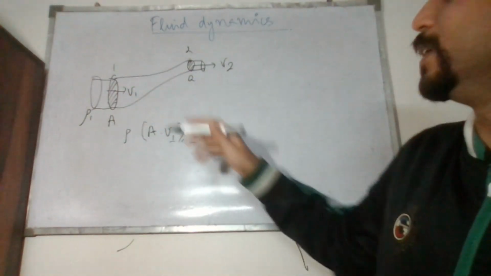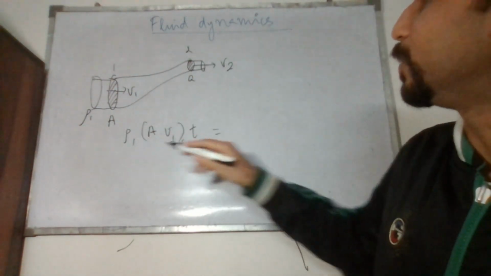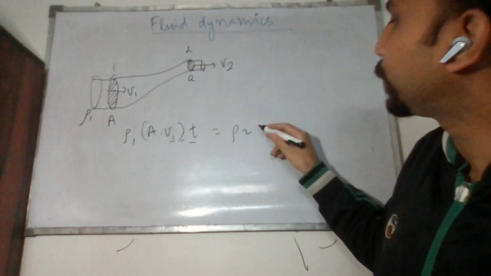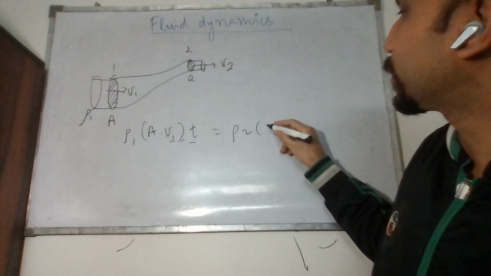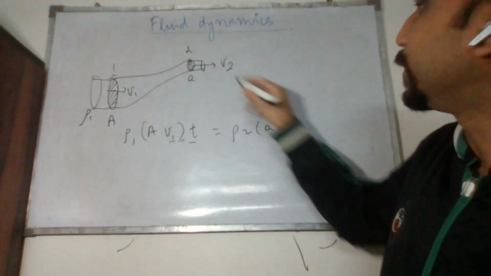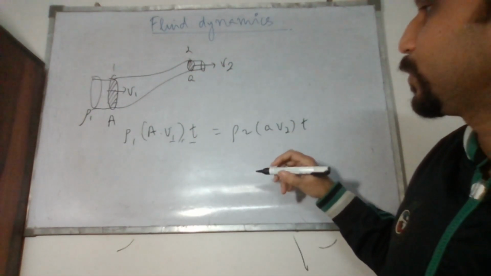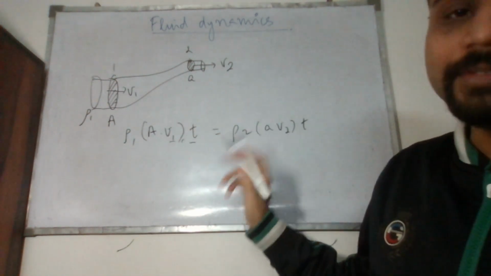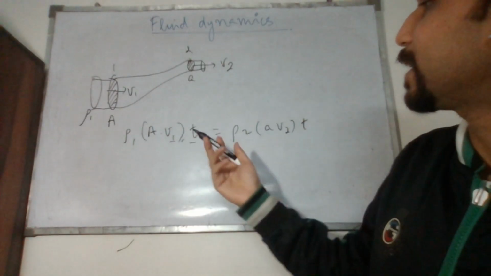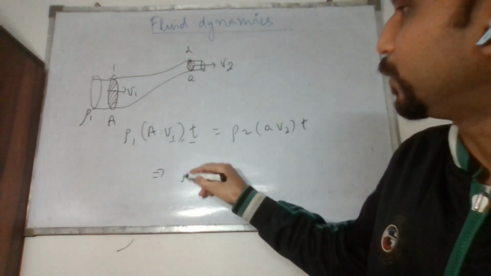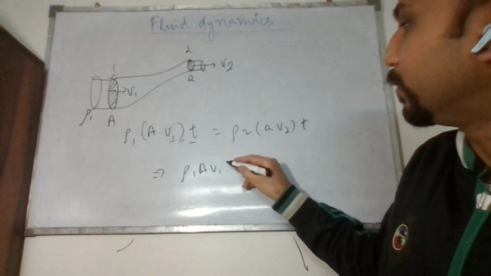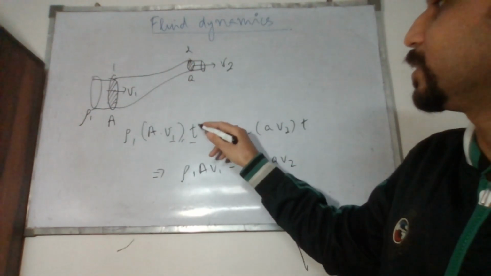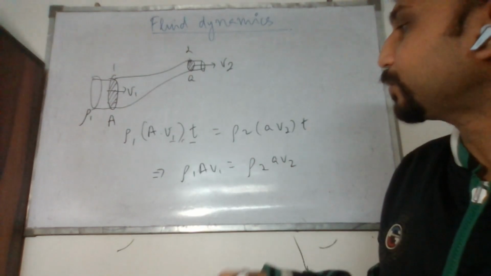Maybe we are adding some heat. So here the density is rho1. It will be equal to the mass of the fluid leaving here. So it would be rho2, cross section area small a, speed V2, and time taken T. So that's what we have done here. When we cancel out everything, we get rho1 A V1 is equal to rho2 a V2. The time T cancels out.